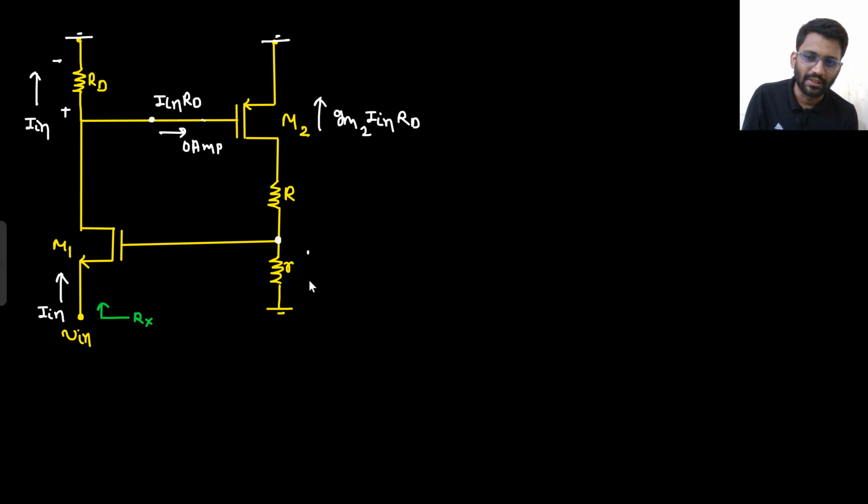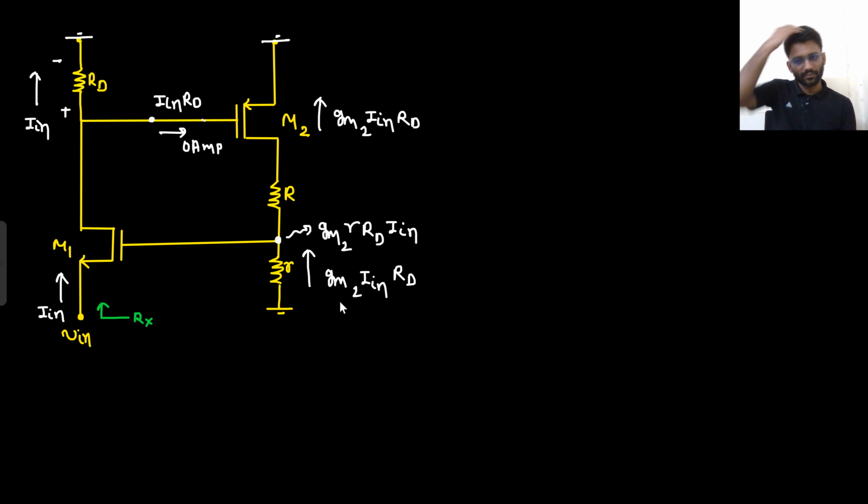So this current would be the same here as well. That would be gm2 Iin into RD, right? Now this current here will give you the voltage drop of gm2 R into RD into Iin. Say yes or no, right? So basically this voltage is, are you getting this point? Iin current was flowing here. This is Iin into RD. This is gm2 Iin into RD.